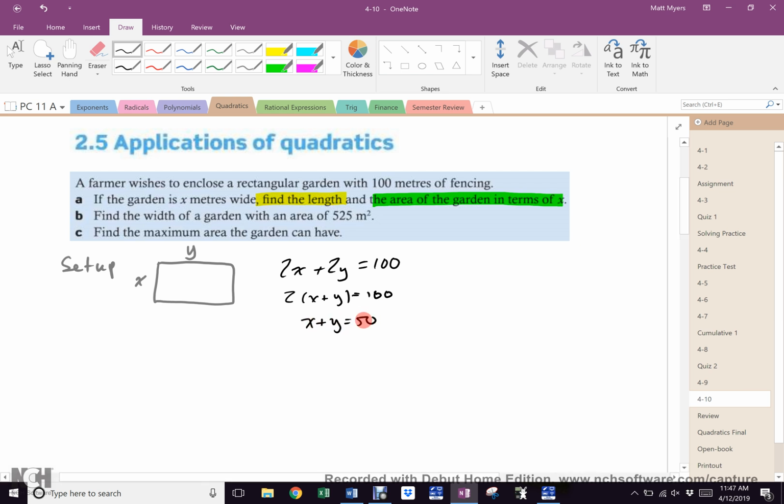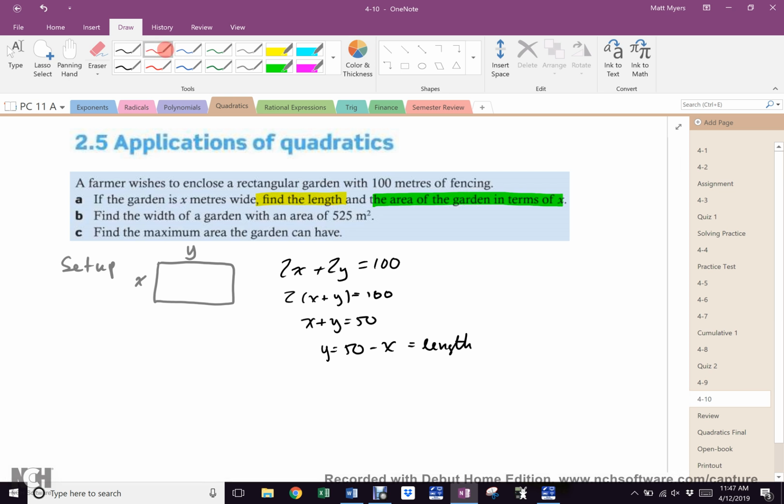So there is something we know. Now I want to find the length, this Y, in terms of X. Well, if X plus Y is 50, right? Then what must Y equal? 50 minus X. So the length must equal 50 minus X. Are we happy? Do I know the length using just the term X? I do, right?